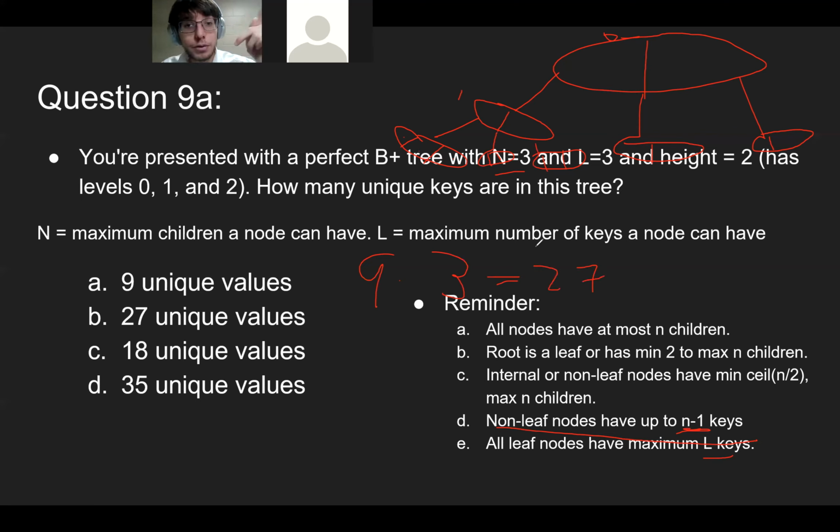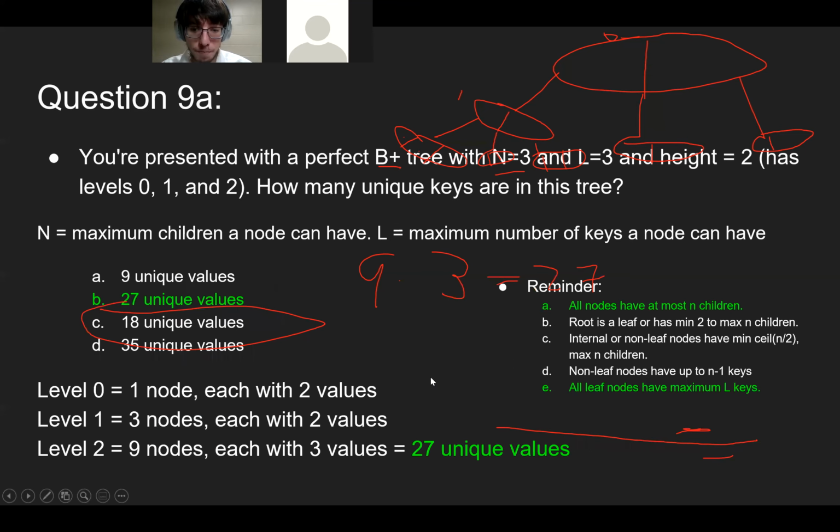And 27 unique values because it's a B plus tree. And B plus trees, if you remember, only have unique values in the leaves, not anywhere else in the tree. So we don't actually worry about the rest of the tree. So we wind up with 27 as our answer. Okay, does that make sense? Yes. Awesome.